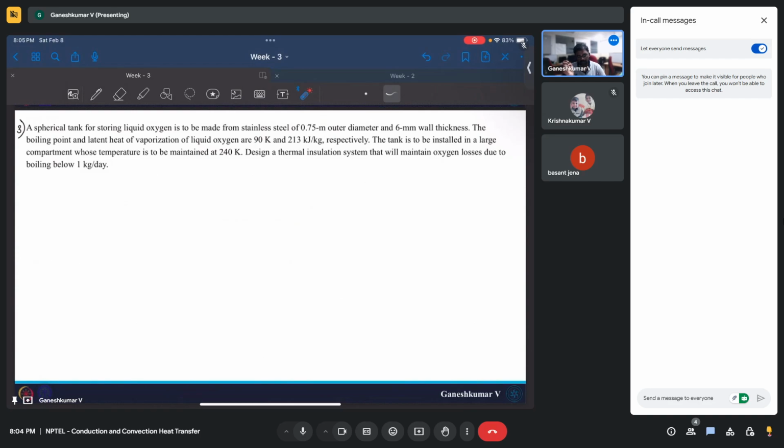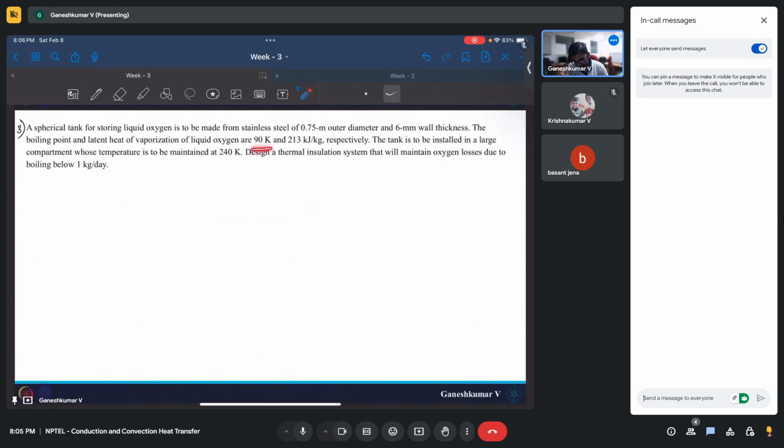Now, you have a spherical tank, and that tank is going to hold liquid oxygen. We all know liquid oxygen is one of the oxidizers, one of the components of bipropellant used in liquid rocket engines. These liquid rocket engines require both fuel and oxidizer. The fuel will be hydrogen or sometimes methane, and the oxidizer will be liquid oxygen. The liquid oxygen will be at 90 Kelvin. After 90 Kelvin, it evaporates, so below 90 Kelvin it will be in liquid state.